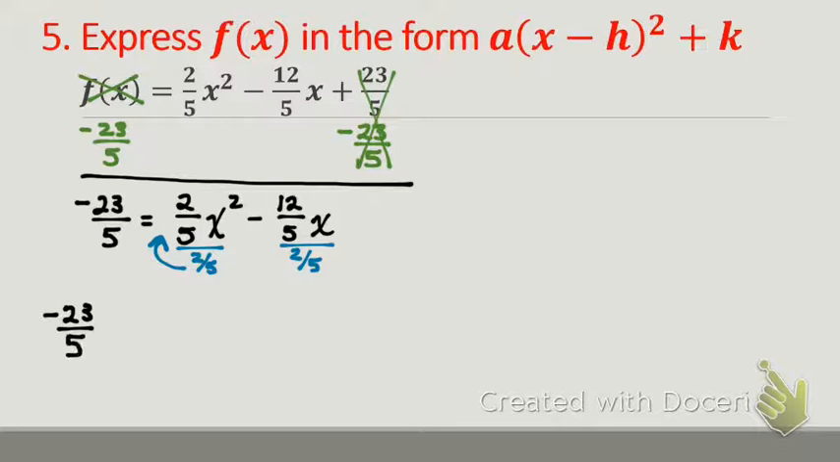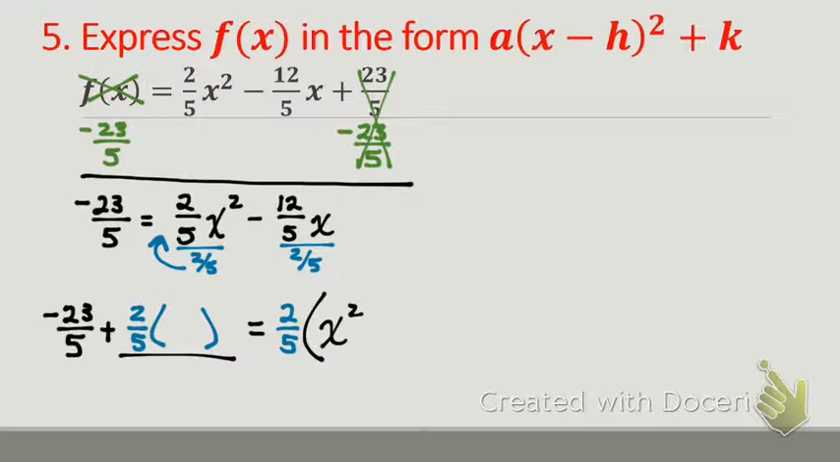-23 over 5 plus something that gets multiplied by 2/5 is equal to 2/5. Well, the first part's easy. That's going to be x squared, right? Do I have a plus or a minus after that? Minus.